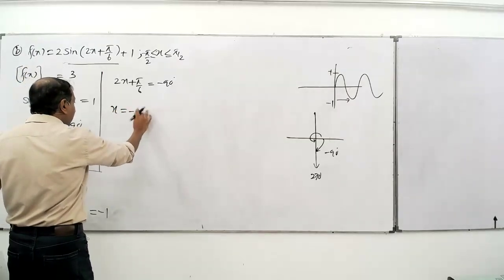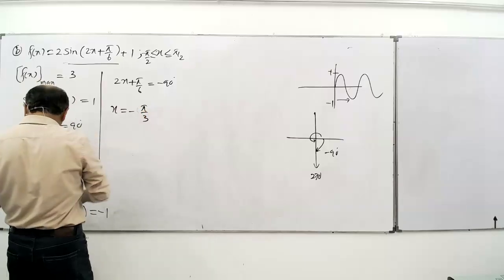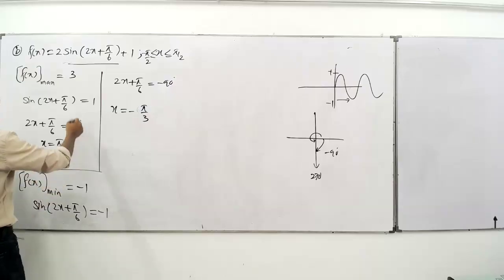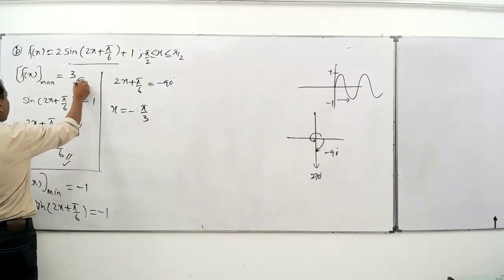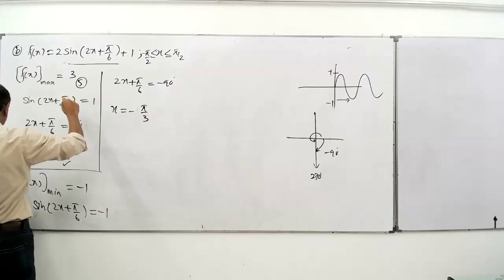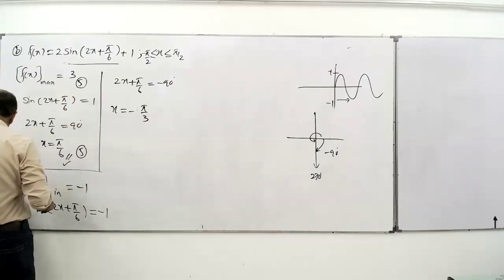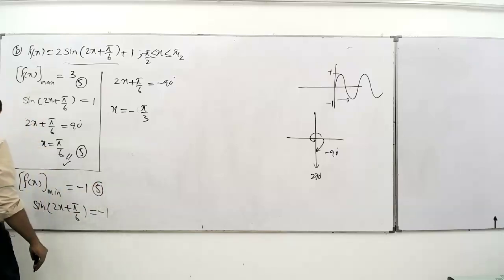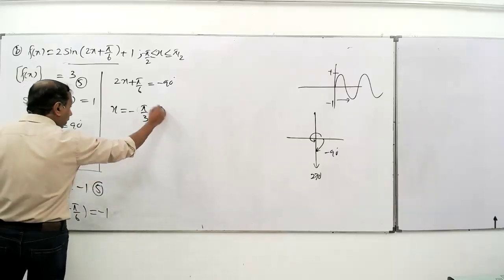All right. So the next one, minus 60 means minus π/3, not π/6. Okay, right. So here we get 5 marks for the corresponding angle. Here, 5 marks for the corresponding angle.